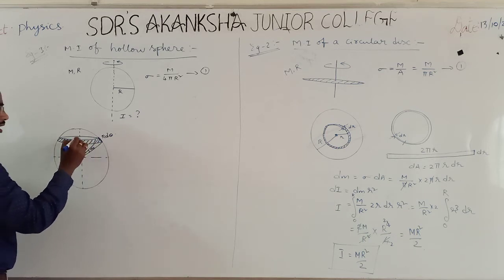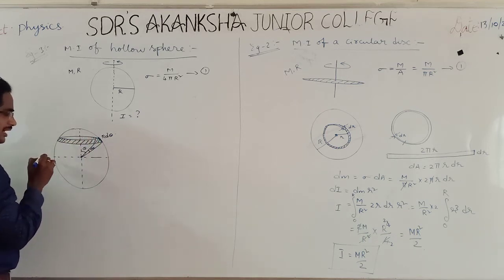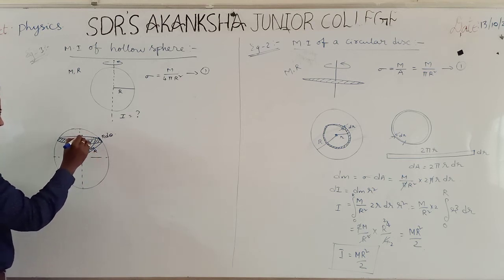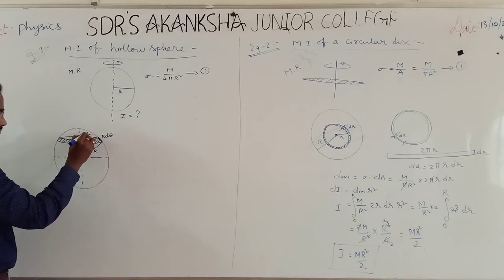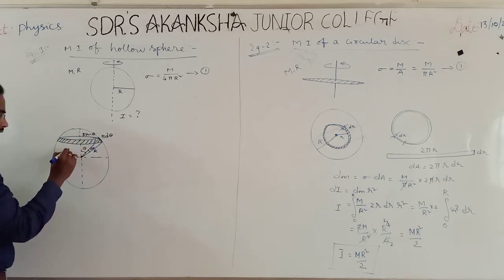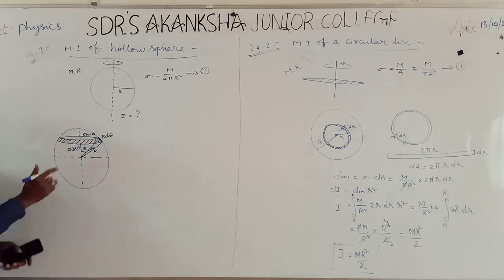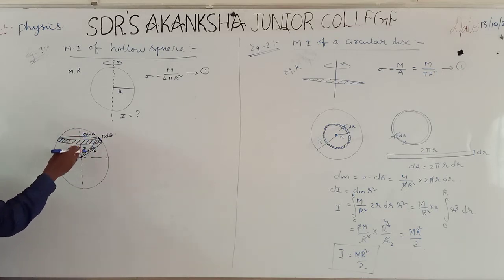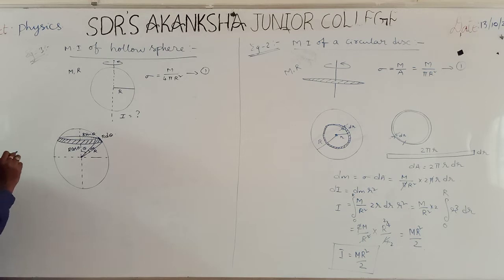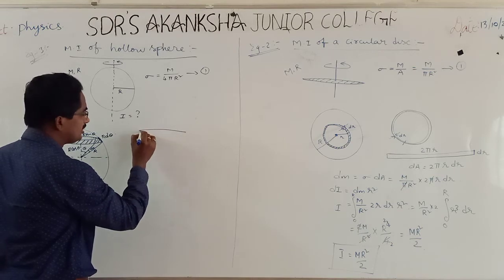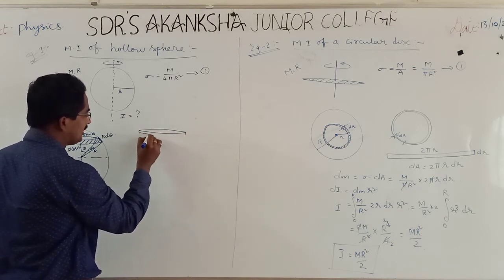Small elemental ring of radius here. What is the radius of this one? It is a triangle. If the hypotenuse is r, the opposite side is what? R sin theta, right? And the adjacent side is what? R cos theta. In this right angle triangle, opposite side is r sin theta, adjacent side is r cos theta. And the linear width of this segment is r d theta. Now this ring, whenever you take it, its circumference is what? 2 pi r sin theta. What is the circumference of this ring? 2 pi r sin theta.